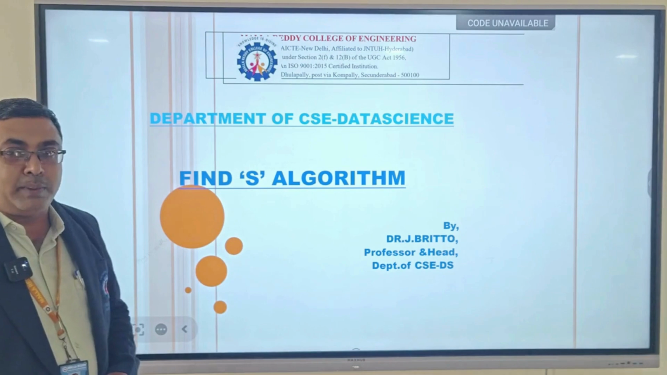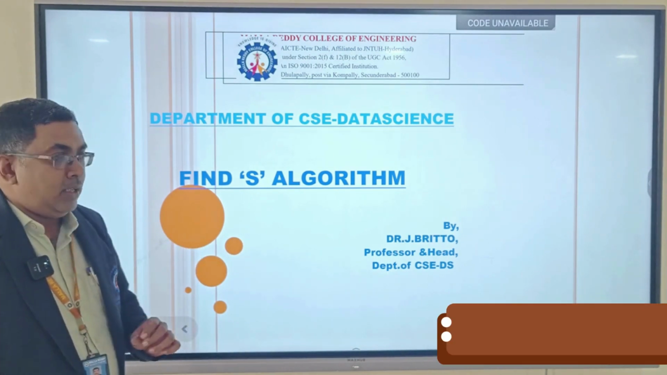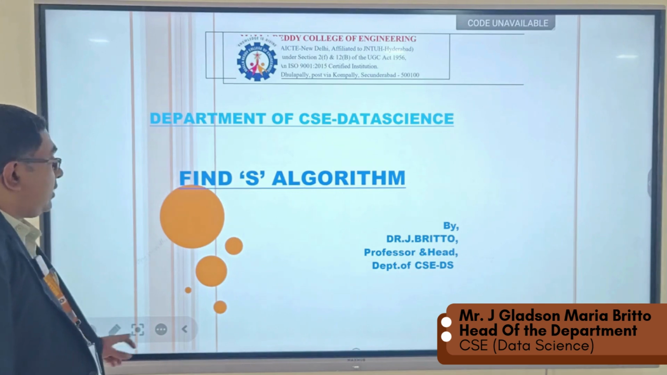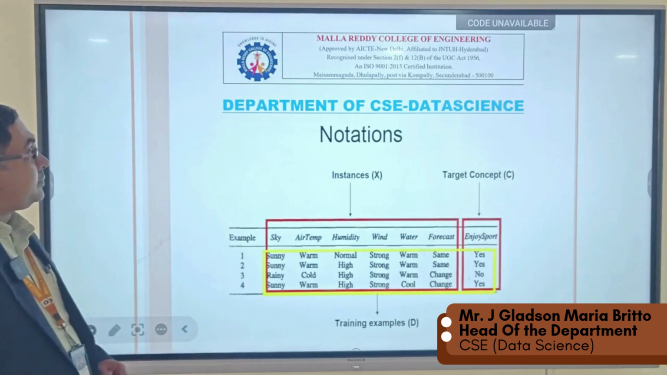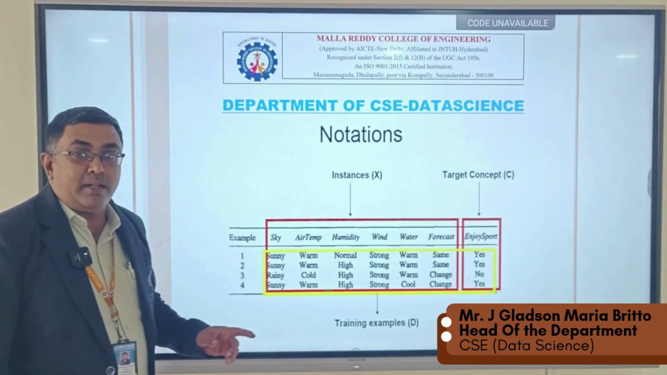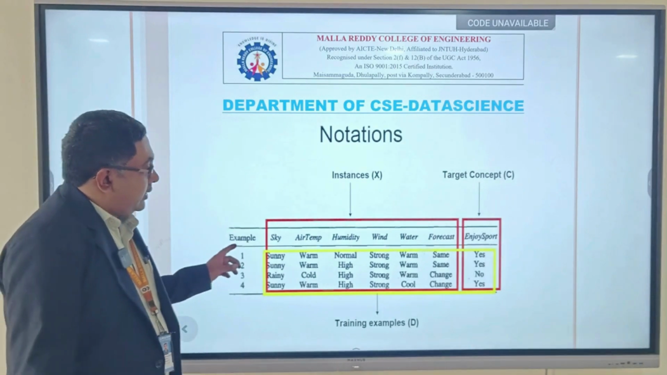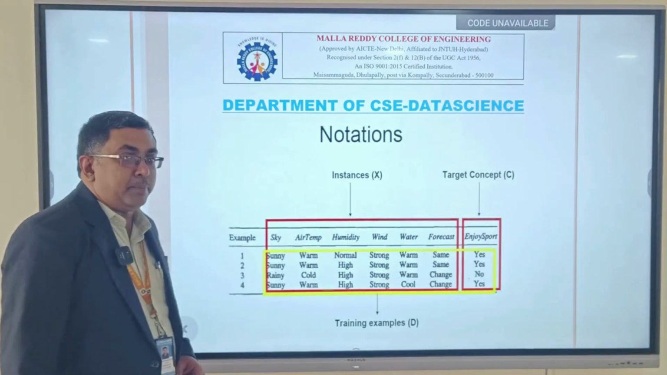Today I am going to explain how the Find-S algorithm in machine learning works. First of all, you should know that it is a supervised machine learning technique. I have taken one simple example to demonstrate the concept of the Find-S algorithm. This example consists of three important major points.